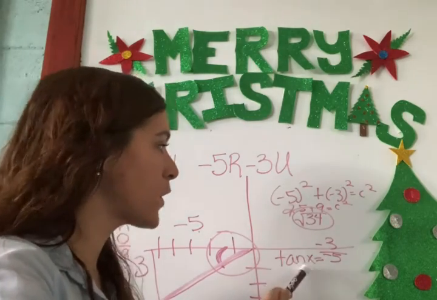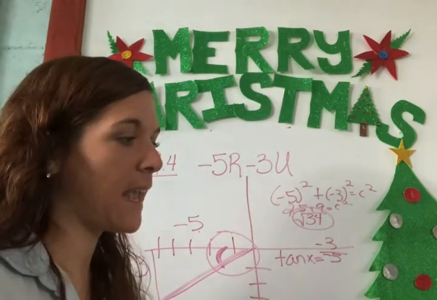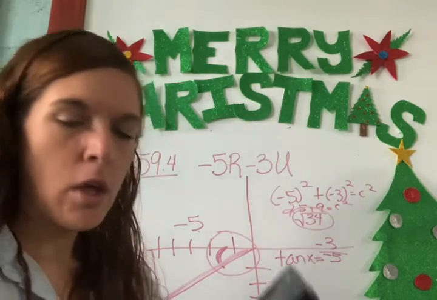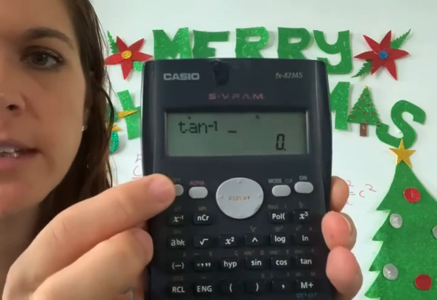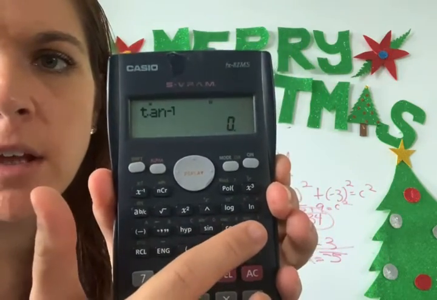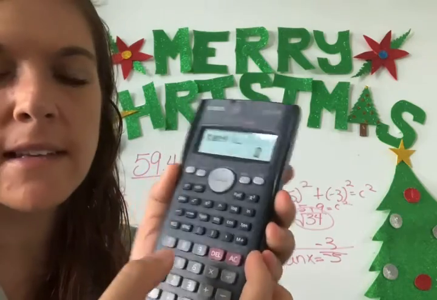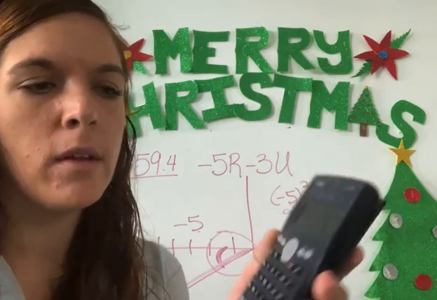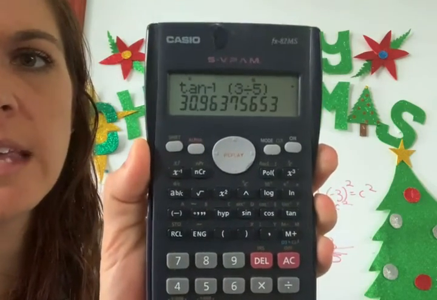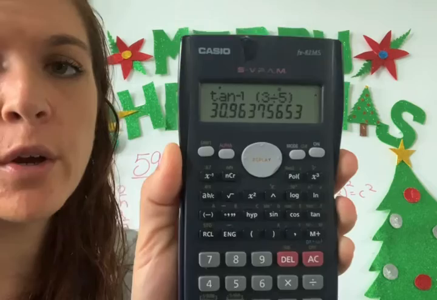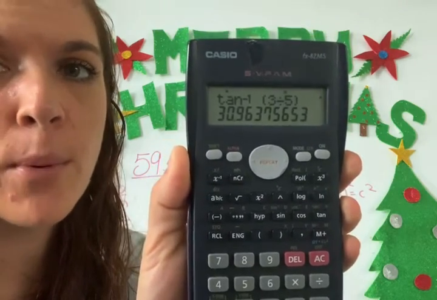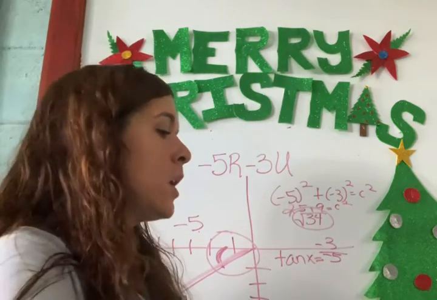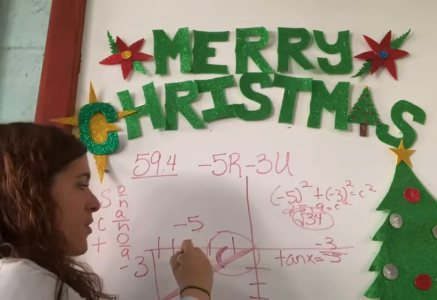Then remember, it's gonna be the inverse tan, okay? So you're gonna go shift tan, parentheses, negative 3 over negative 5, which is 3/5. 3 divided by 5. Okay, like that. Hit equal, and your angle is going to be 30.96. Okay. That is not your answer though.